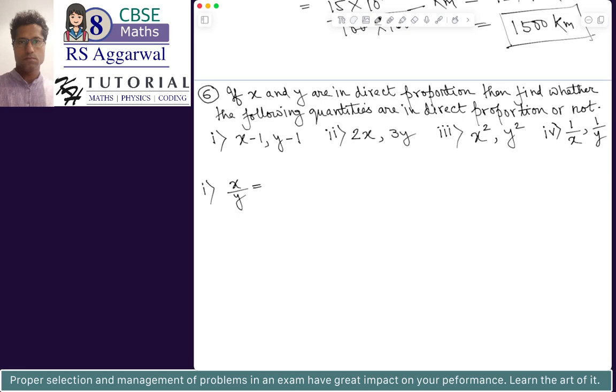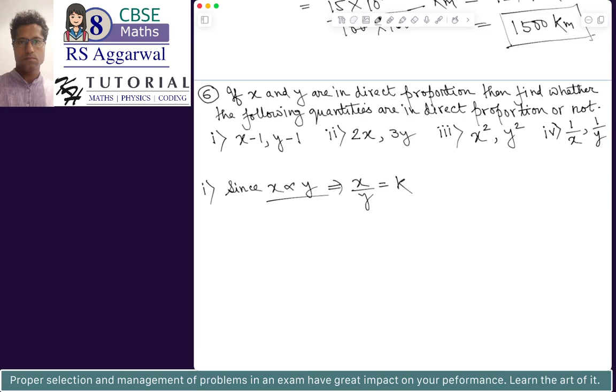I am considering x by y will be a constant k. Okay, now, since x varies directly with y, which means, this is a mathematical notation of saying that the two quantities x and y are in direct variation. We can say that x by y is a constant k.